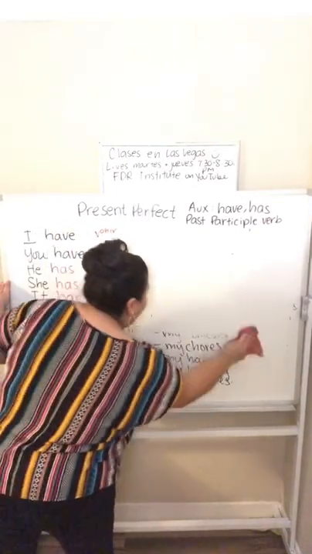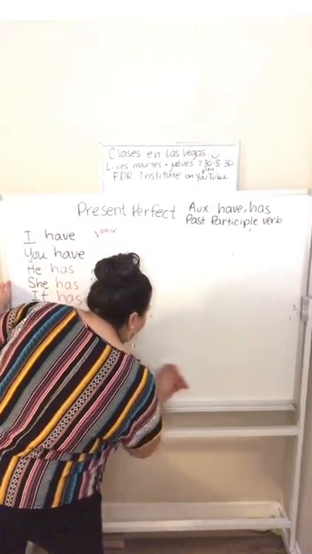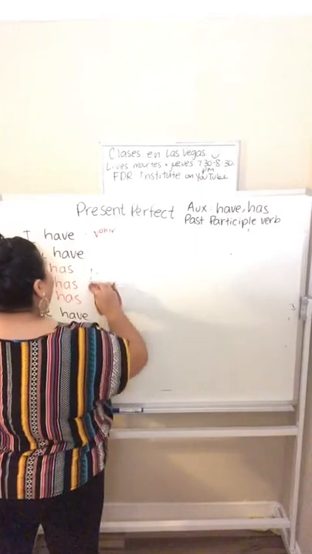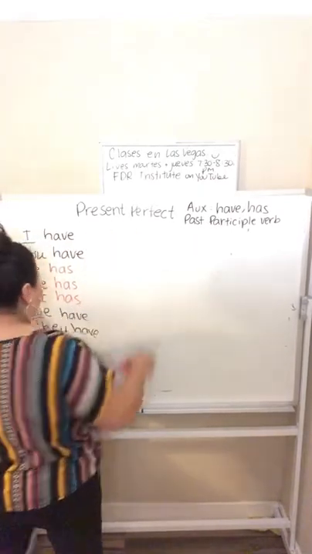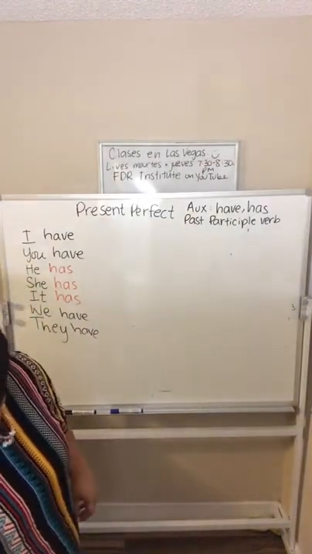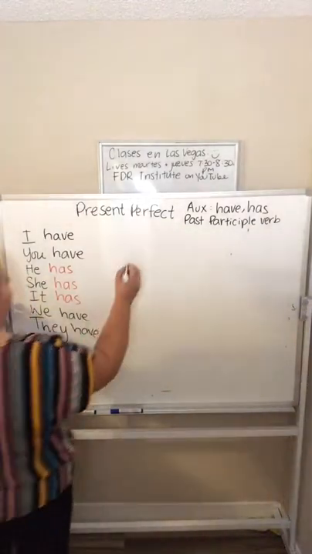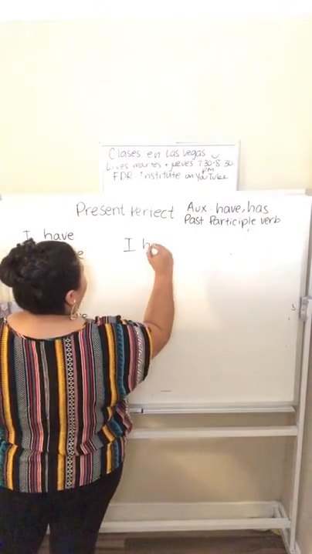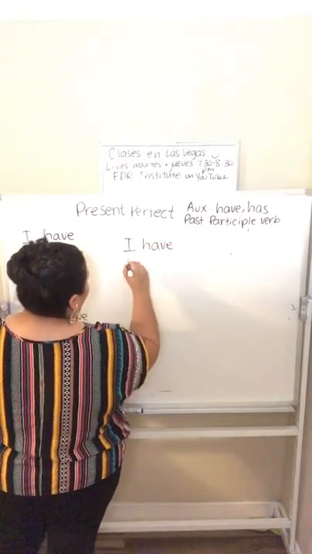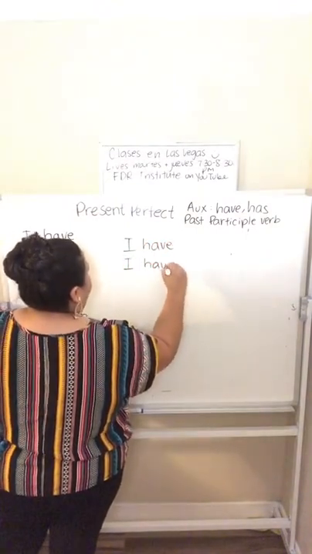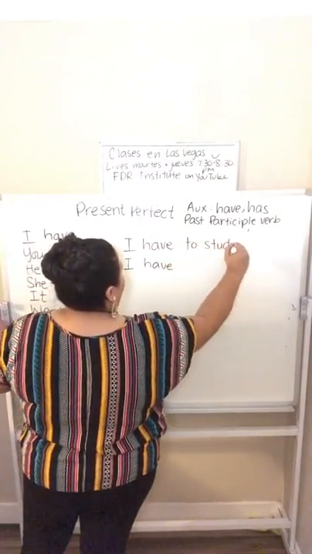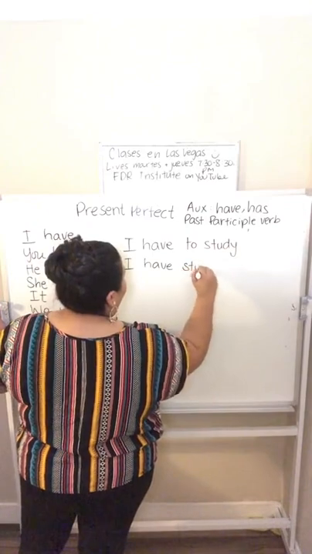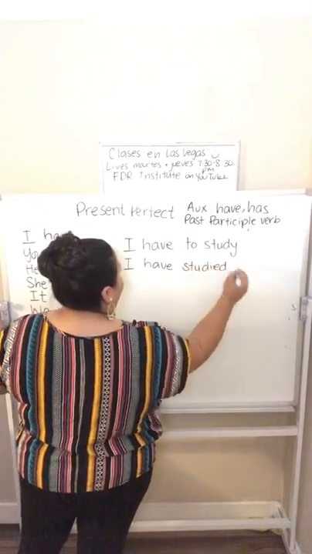Okay, vamos a comparar cuando digo like I have to del presente simple al I have del presente perfecto, ¿no? So let's say here, dos oraciones. Porque have puede ser tengo y puede ser he. So si digo I have to study y I have studied, no es lo mismo.